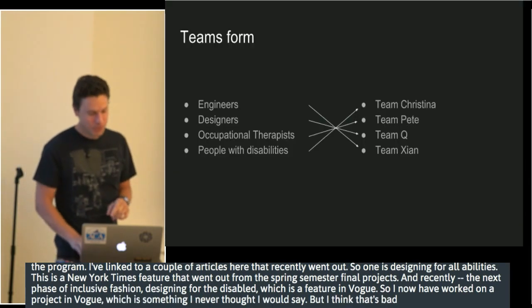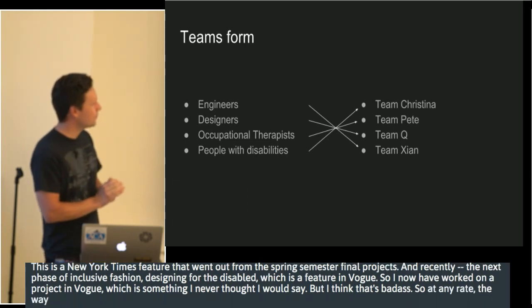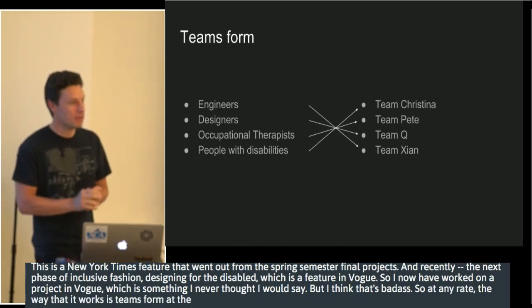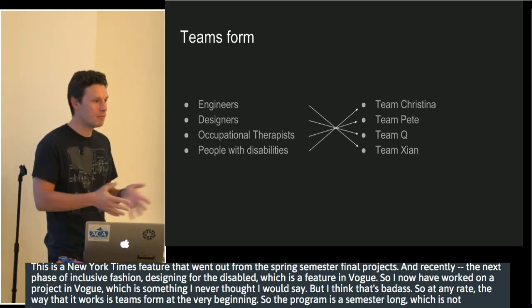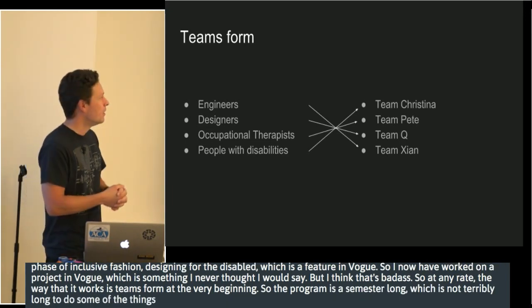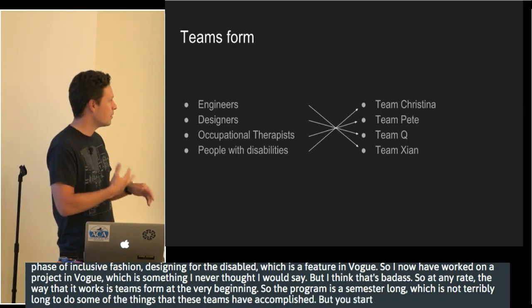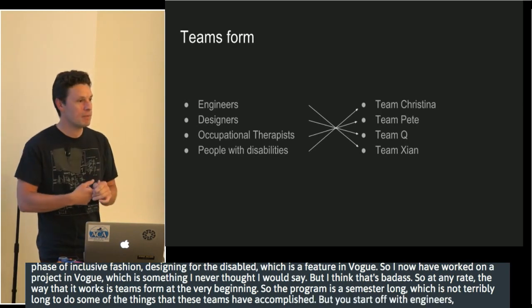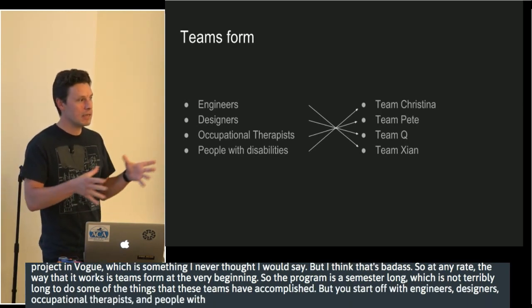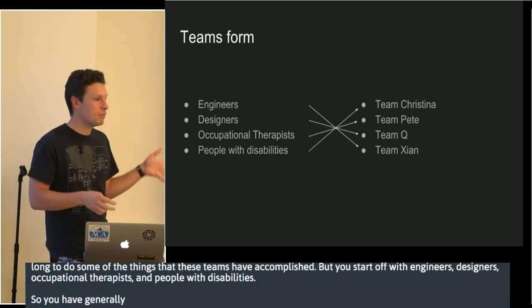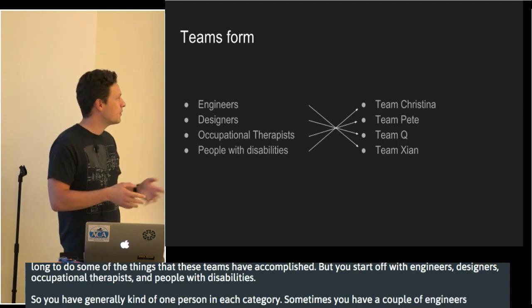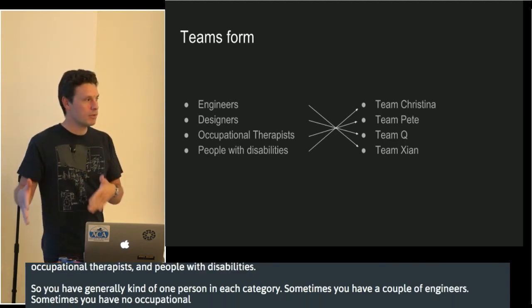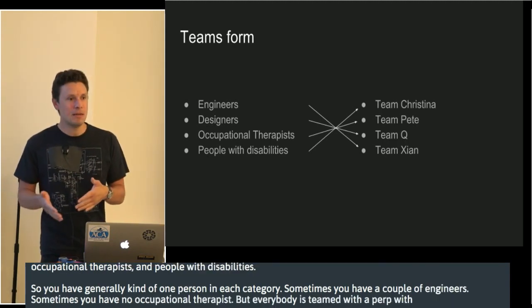At any rate, the way that it works is teams form at the very beginning. The program is a semester long, which is not terribly long to do some of the things that these teams have accomplished. You start off with engineers, designers, occupational therapists, and people with disabilities. Generally you have one person in each category. Sometimes you have a couple engineers, sometimes you have no occupational therapist, but everybody's teamed with a person with disabilities who has a specific need.